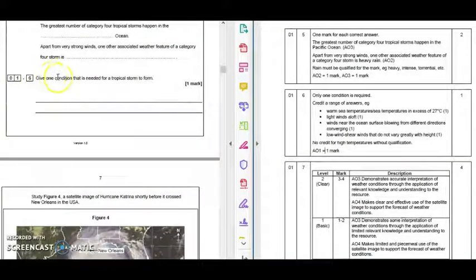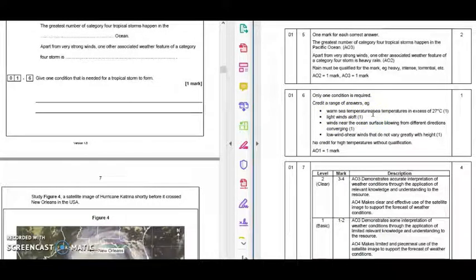1.6. Give one condition that is needed for a tropical storm or hurricane to form. So we're only after something quite basic here because it's only 1 mark. Looking at the mark scheme, interestingly, it suggests that you can get the mark just by saying an area where you've got hot water, where you've got warm sea temperature.